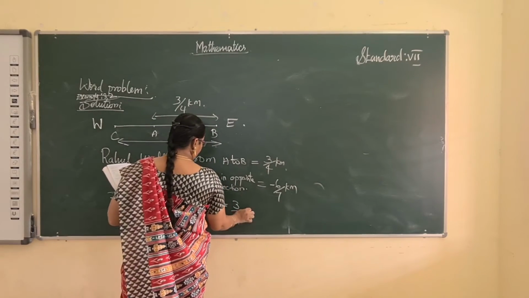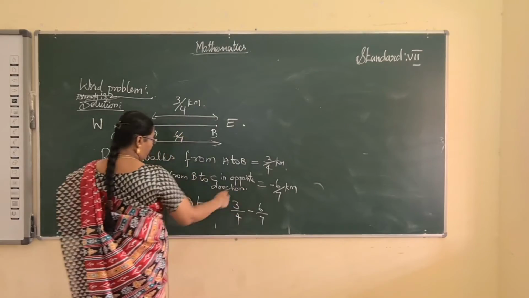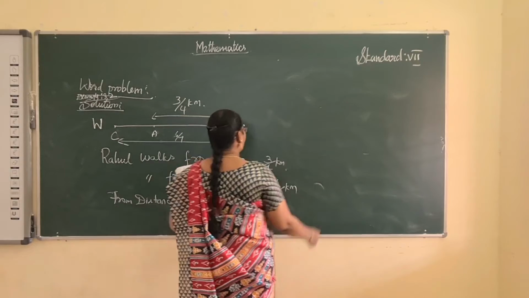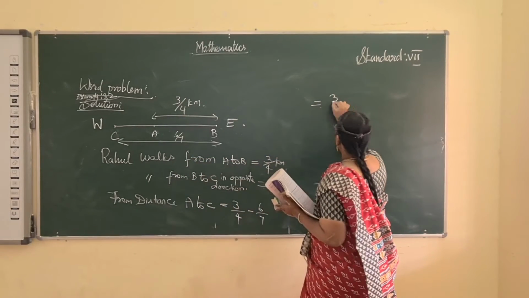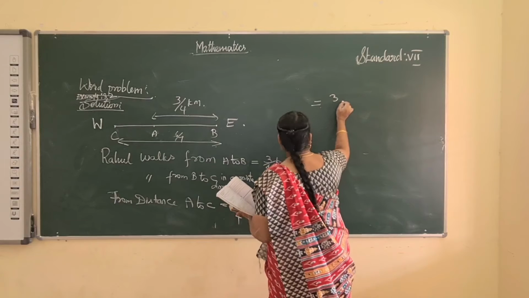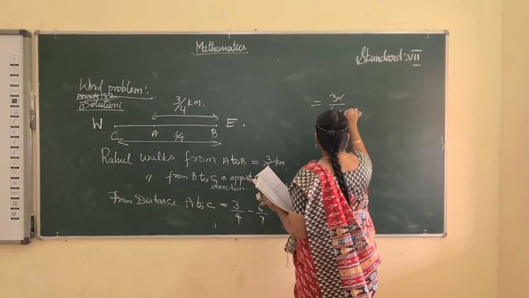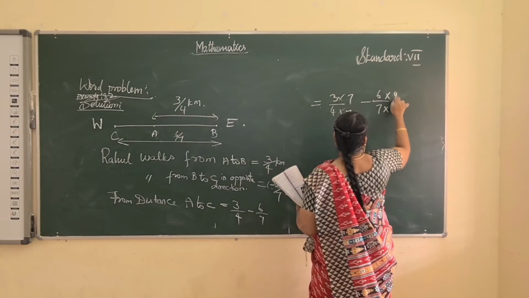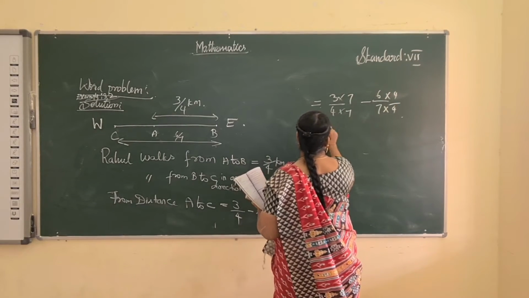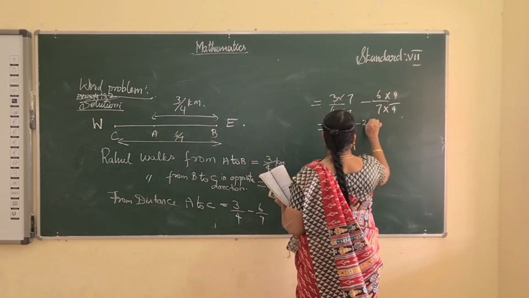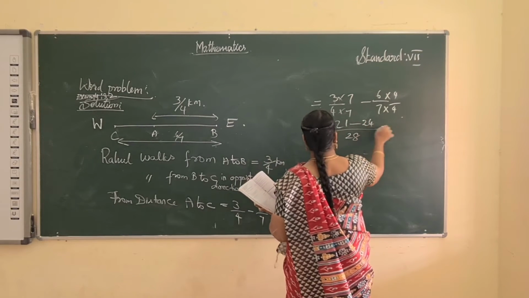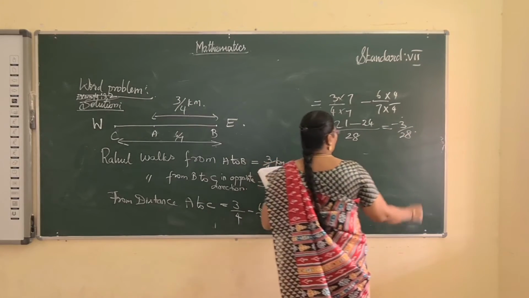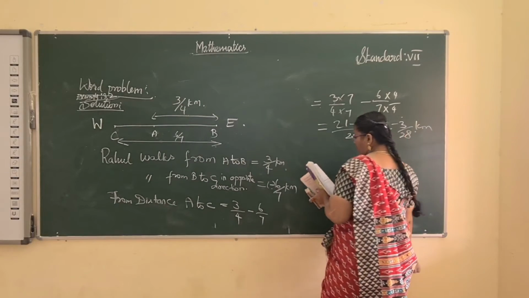3 by 4 minus 6 by 7. Opposite direction, so minus. Okay, so 3 by 4... LCM of 4 and 7 is 28. So here multiply by 7 the numerator and denominator, and minus 6 by 7 multiplied by 4 in numerator and denominator. So 21 minus 24 by 28. So minus 3 by 28 kilometer.